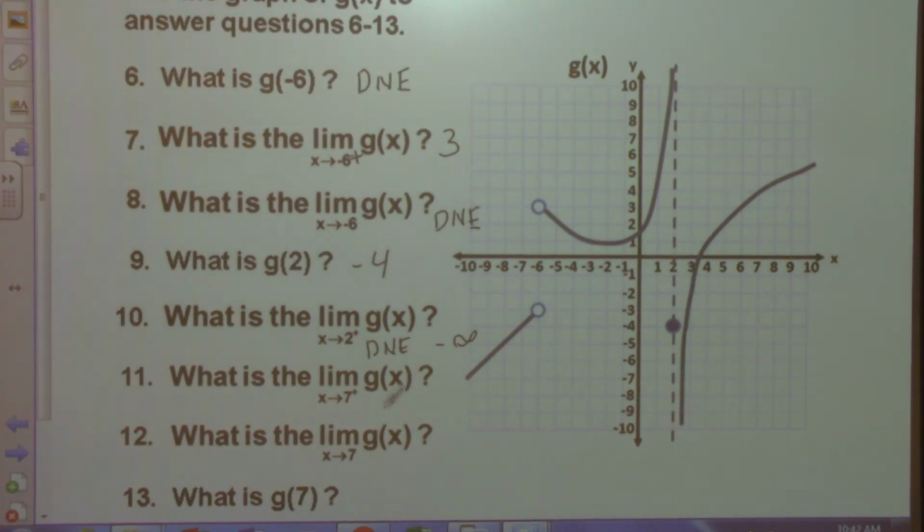Now, what happens with the limit as x approaches 7 from the right side? You come up here to 7, and you have a continuous curve here. So it looks like your best answer here would be 4. I think I had somebody who picked 3. Yeah, that's me. It was you?